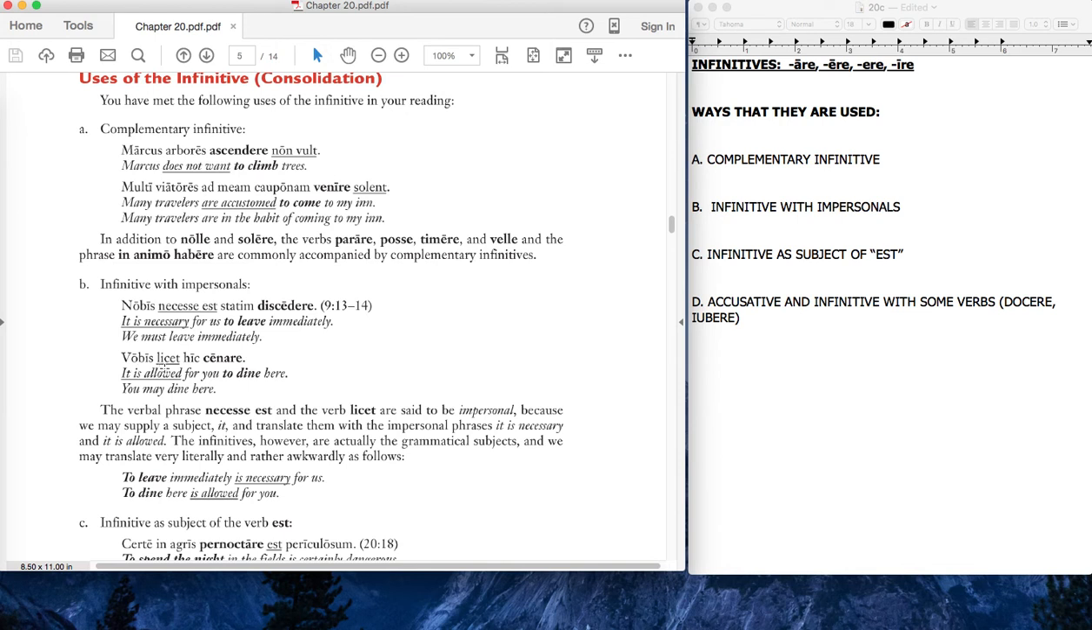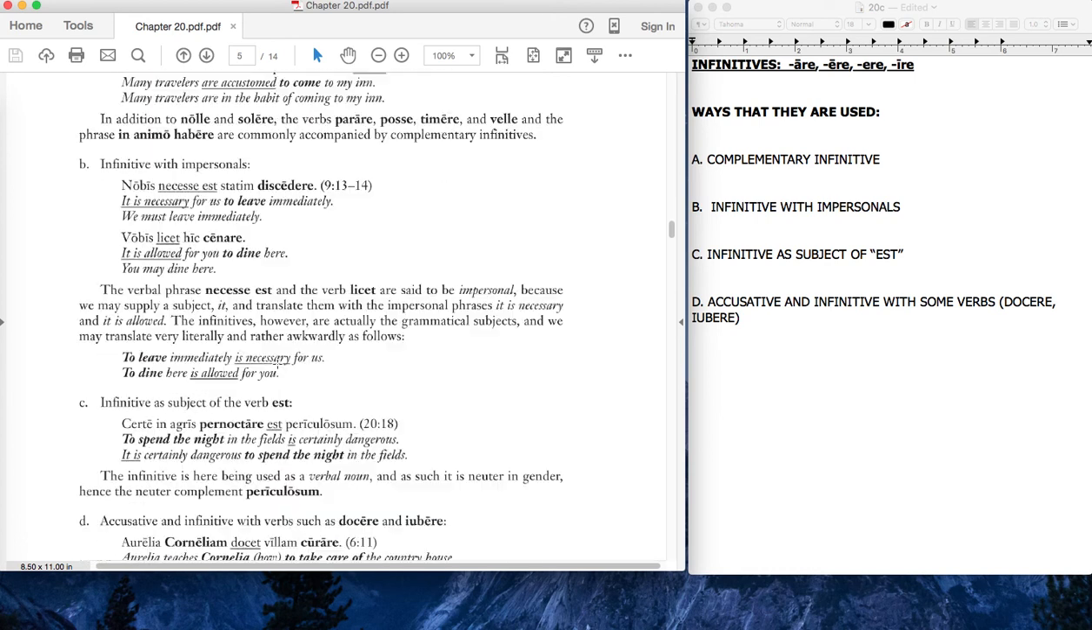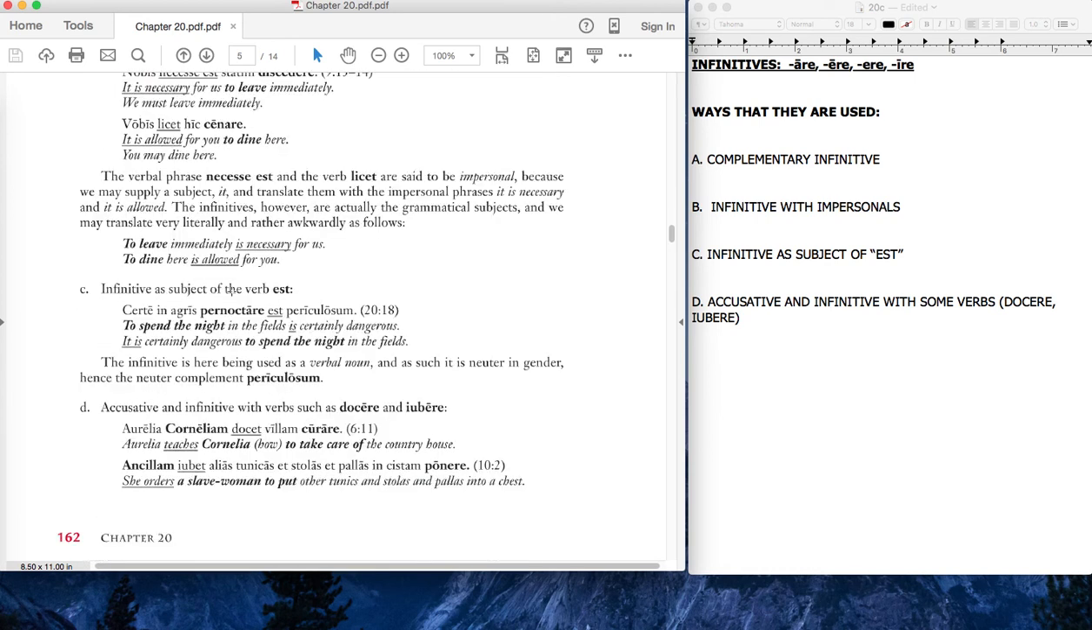So they don't have a personal subject like Cornelia. You never say Cornelia is allowed. In Latin, you say it is allowed for Cornelia to do something. So these are called impersonal, non personal subjects. And C, infinitive as a subject of the verb est. Est, as we know, is. Usually it's going to be est, is.